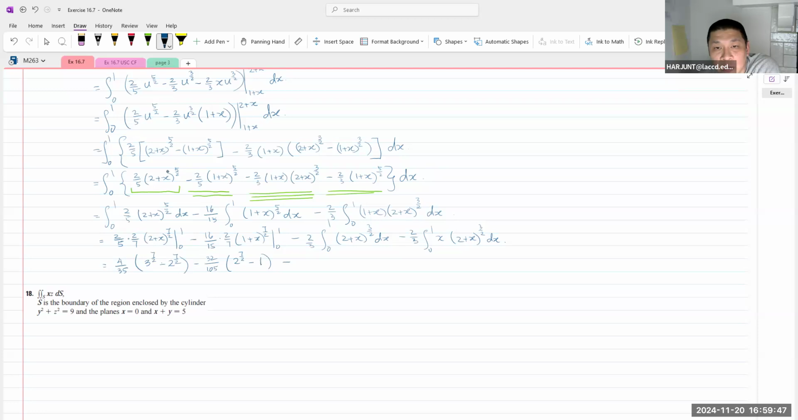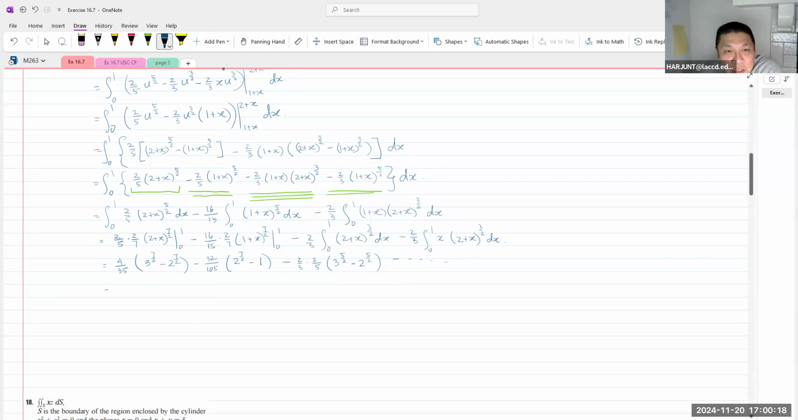Minus, and this guy here will be 2/3 times 2/5. Let me just compute it right away. That will be 5 halves. So 3 to the power of 5 halves minus 2 to the power of 5 halves. And this one here, I'll work with that later on. Okay, I'm tired.